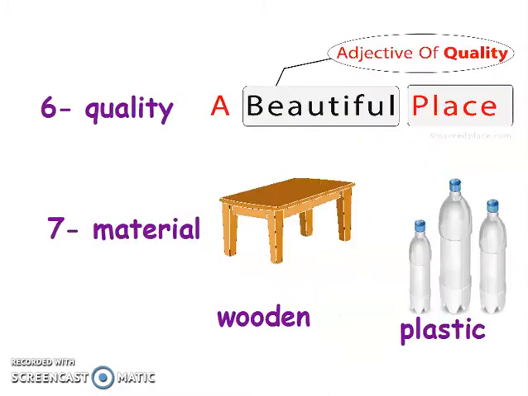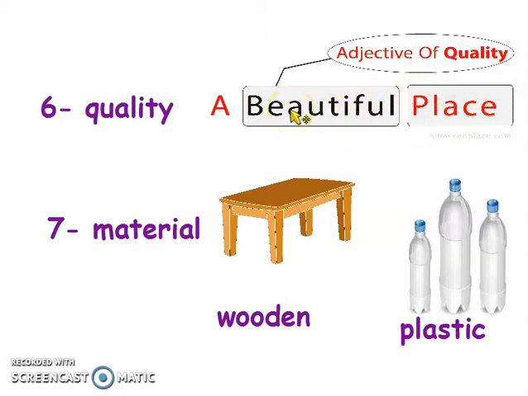The last two types of the adjectives, آخر نوعين من الصفات. Quality. The quality tells us about the kind of person or place or thing. يخبرنا عن نوع المكان أو الشيء أو الشخص. For example, a beautiful place. مكان جميل.